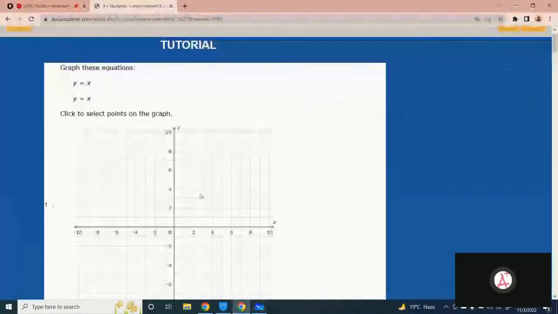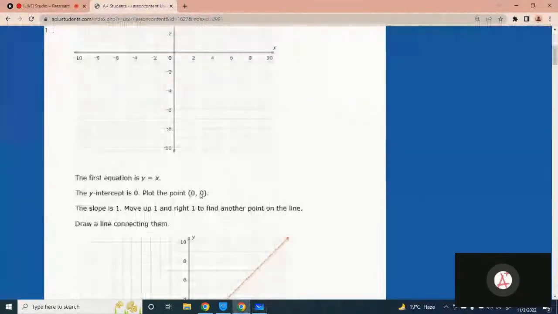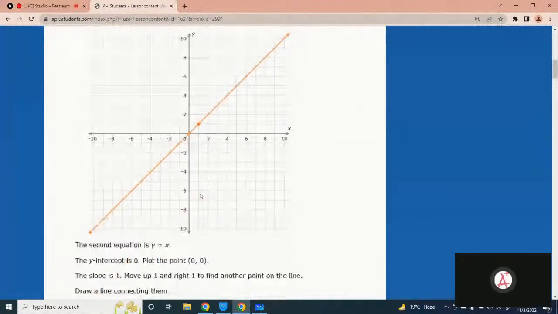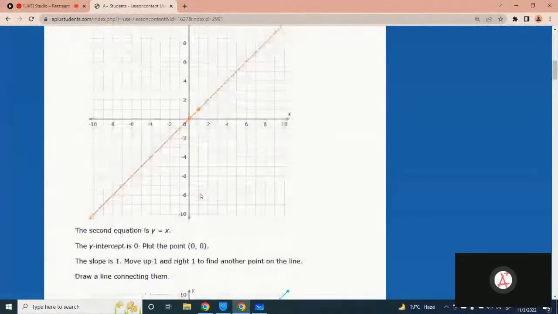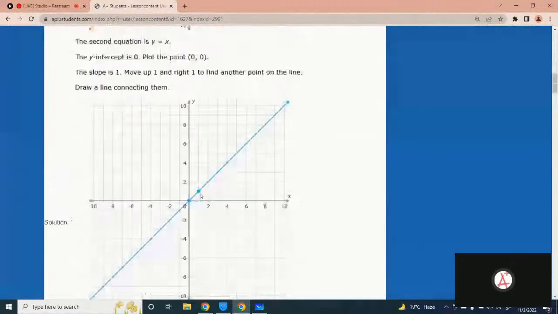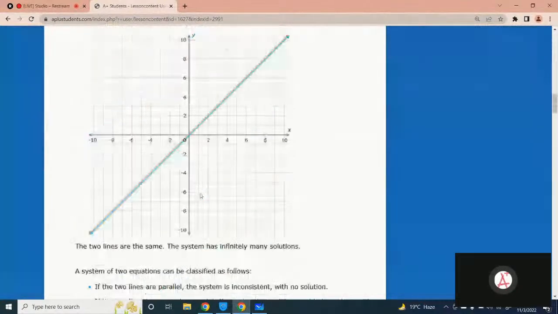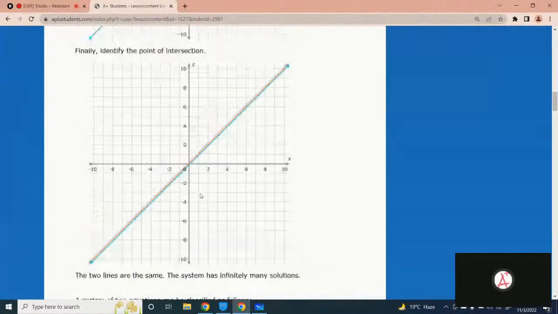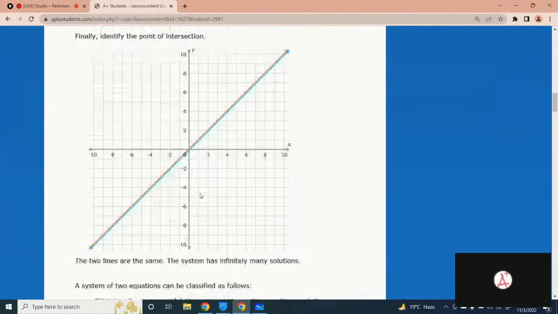Okay, let's start the first example. Graph these equations. You have two equations, y equals x, and you have to form the equation. So both of the equations have the same graph, because both the equations are exactly the same. So you have to find the point of intersection. Basically, the solution means you have to find the point of intersection. When the equations are exactly the same, that means they have infinitely many solutions. You can see here both the lines are exactly the same, so the system has infinitely many solutions. Got it?